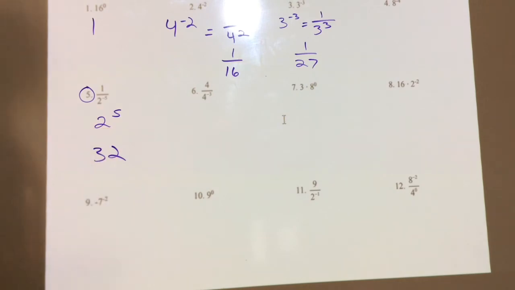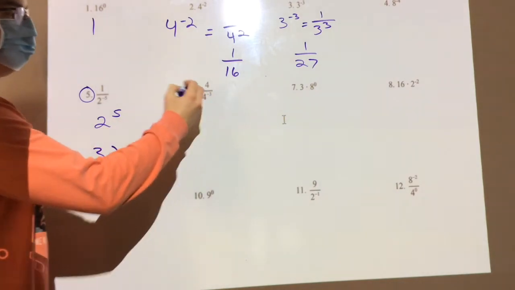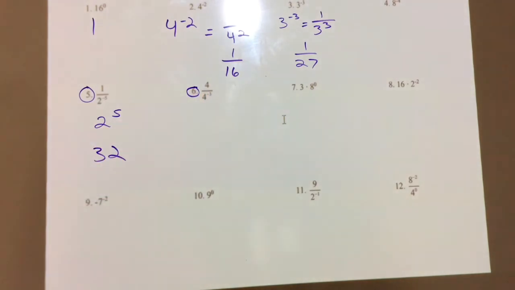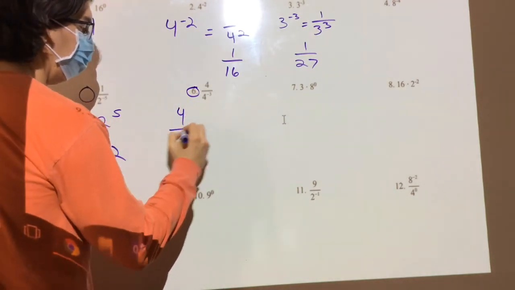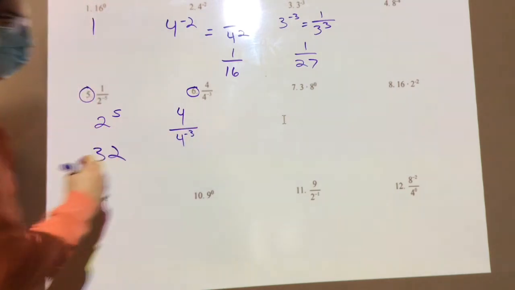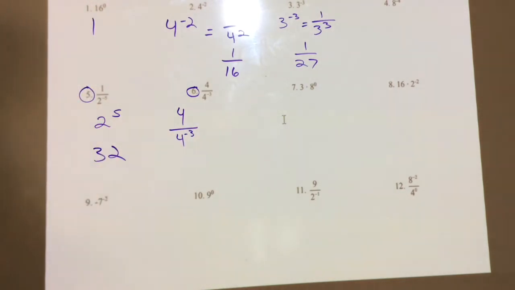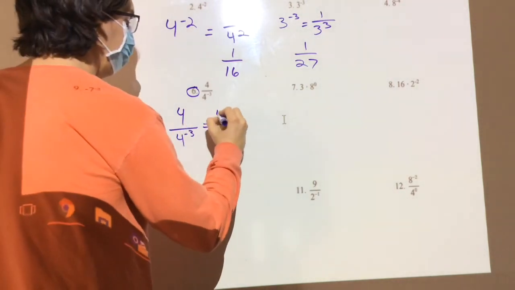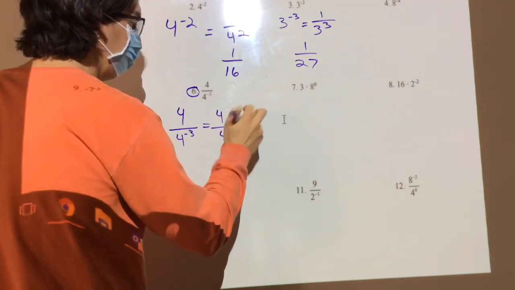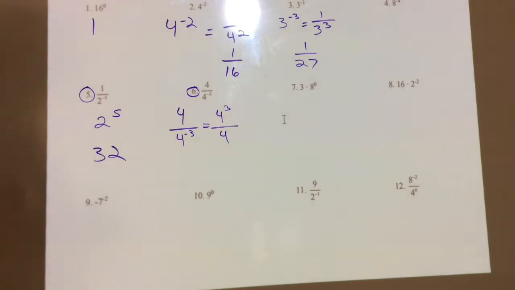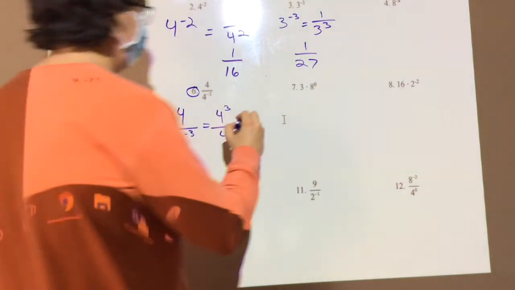All right, I want to look at 6 now. 6 gets a little bit more crazy. Not in a bad way, just a little bit more crazy. I have 4 over 4 to the negative 3rd. If I rewrite that, I end up with 4 to the 3rd over 4. Are we all okay with that? Can anybody tell me what 4 to the 3rd is? You have a calculator. Connor? 64.